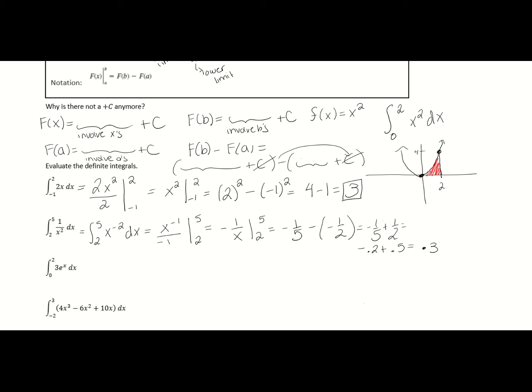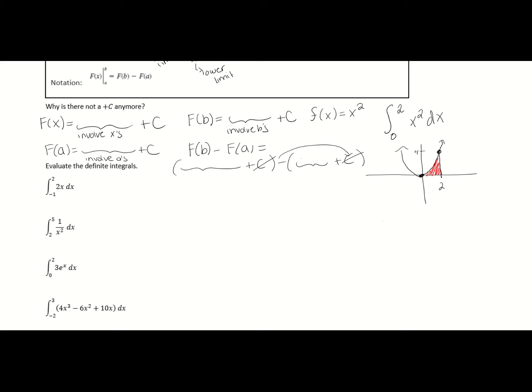So when you do that, it's going to give us a common denominator of 10. So I'm going to have negative 2 over 10 plus 5 over 10, which would give me 3/10, which is 0.3. So both is fine. Okay, let's take a look at the next one.